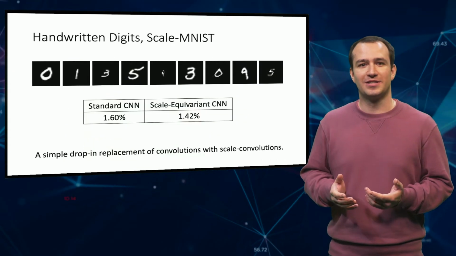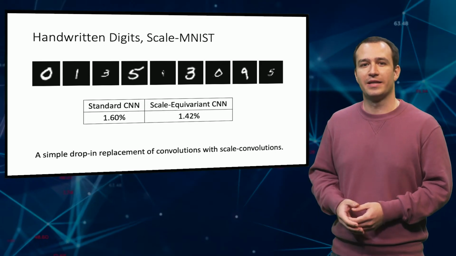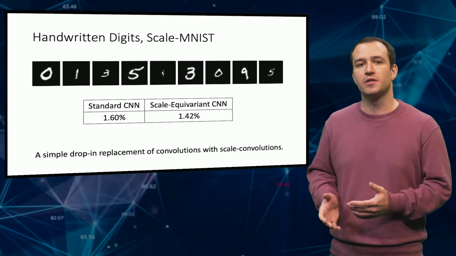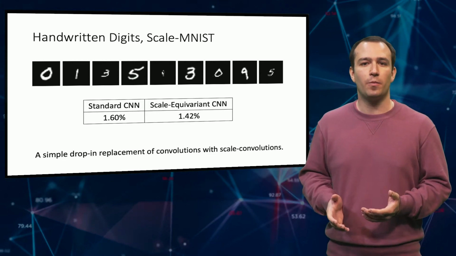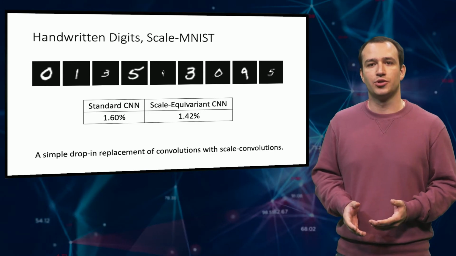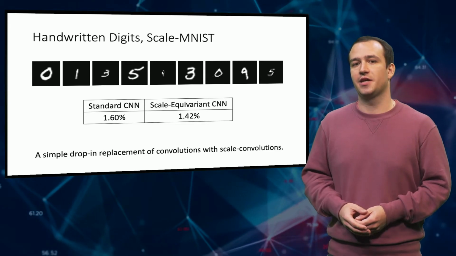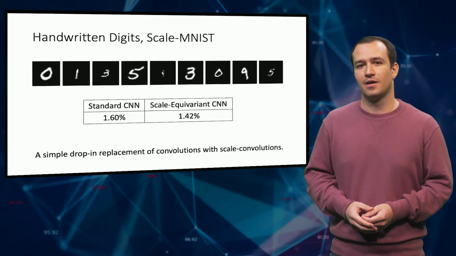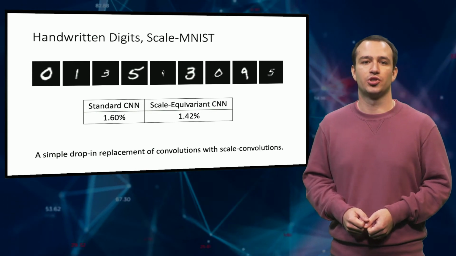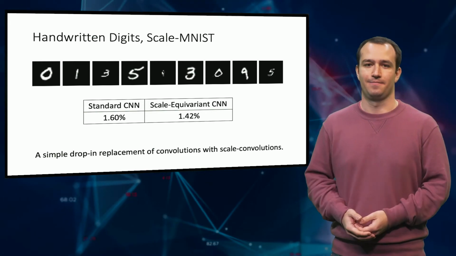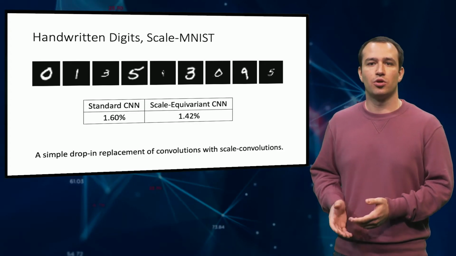In order to understand the usefulness of the proposed method, we start with a relatively simple task, classification of handwritten digits of different sizes. A simple drop-in replacement of standard convolutions with scale equivariant ones leads to a reduced classification error. The scale equivariant network captures all scale variations of the digits by design, while for the standard convolutional neural networks, this is not an easy task.